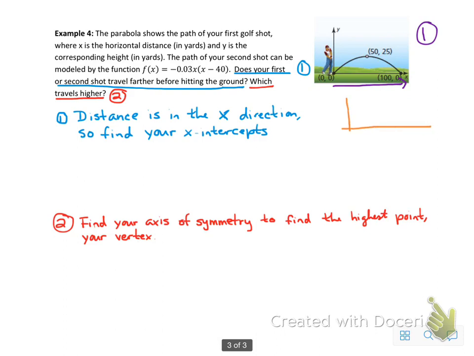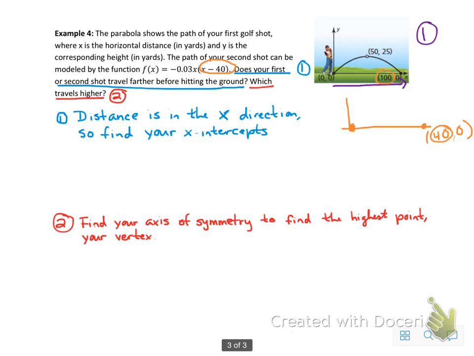So let's draw our own little axis. We know we're starting at (0, 0) because that's the ground. Okay, and this right here is in x-intercept form, so it gives us the intercept. And remember, whenever you're finding that x-intercept, you're doing the opposite, the inverse of the sign that's given. So our other shot ends over here at (40, 0). Okay, that means that the first shot is 100, and the second shot is 40. So which one's farther? The first one.